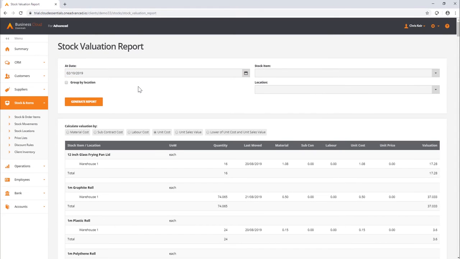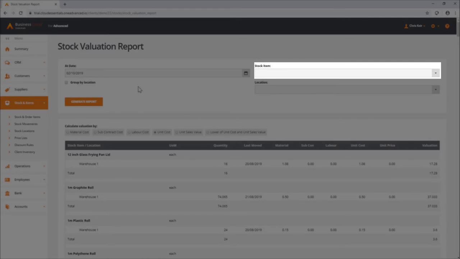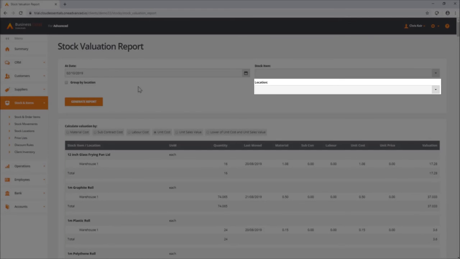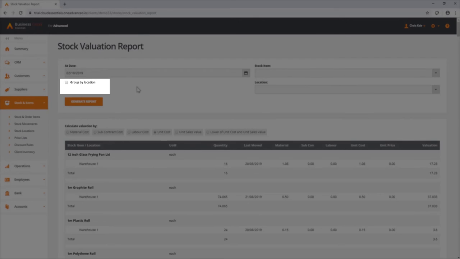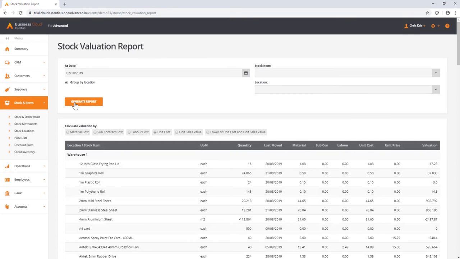You can also filter by stock item, stock location, and even group the report by stock location. Let's have a look at one of our individual stock items.